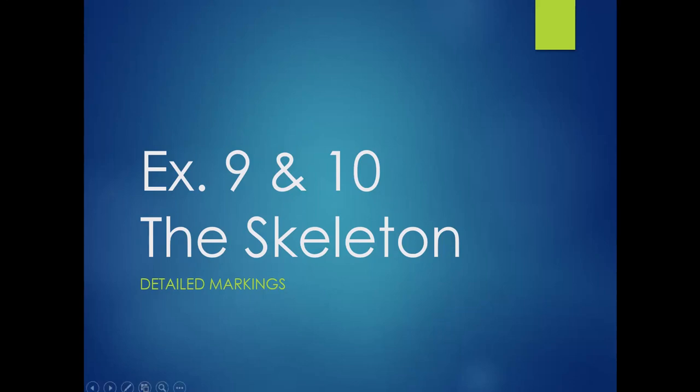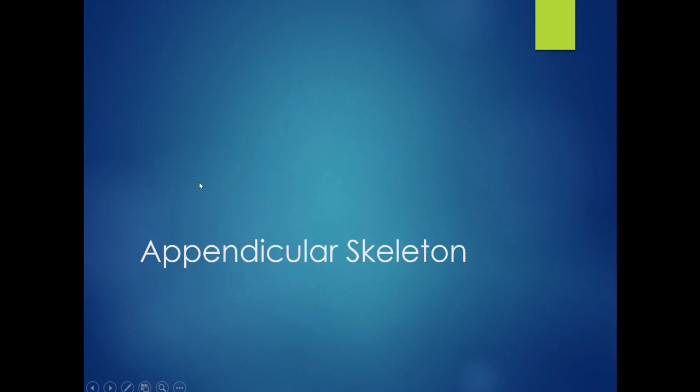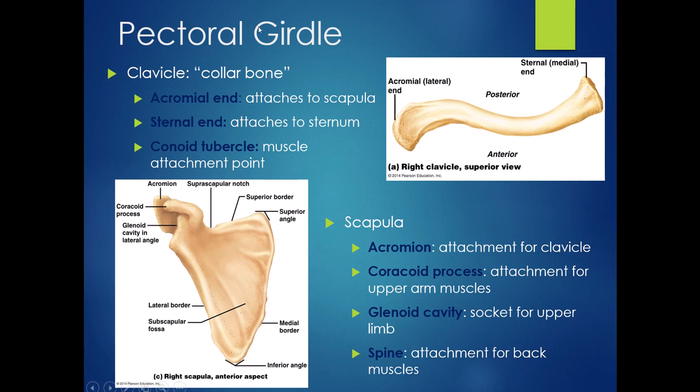Welcome students to the last of our lectures on the skeleton, this time looking at the detailed markings of the appendicular skeleton, starting with the pectoral girdle, which is what attaches the upper limb to the axial skeleton. There's two bones, the scapula and the clavicle. The clavicle is your collarbone.